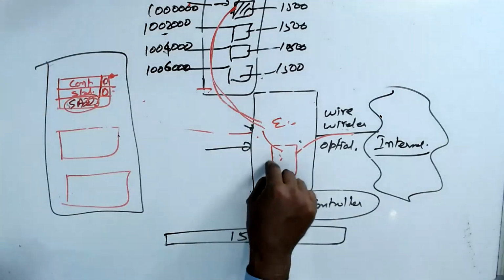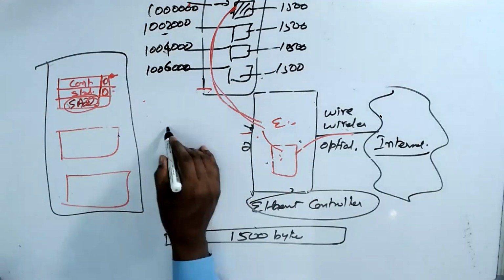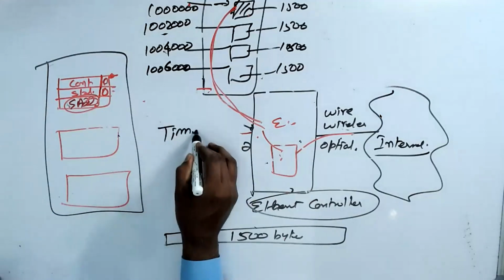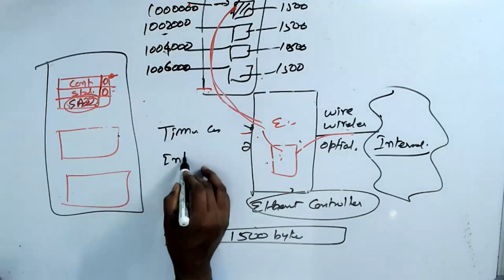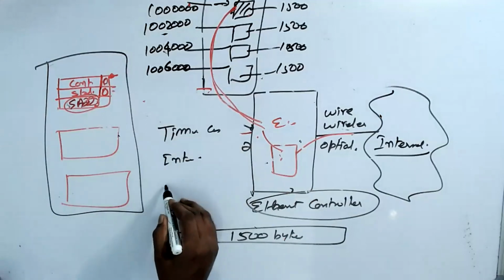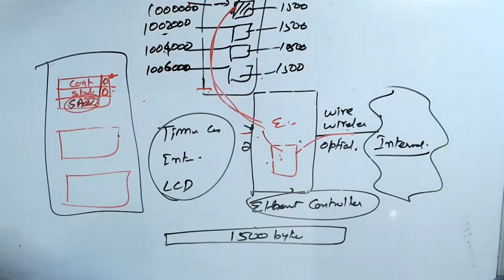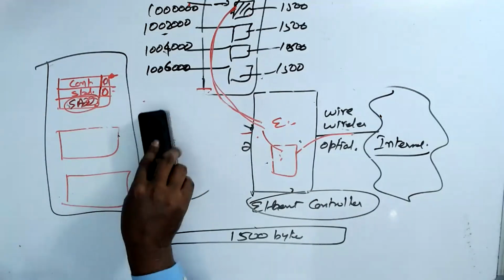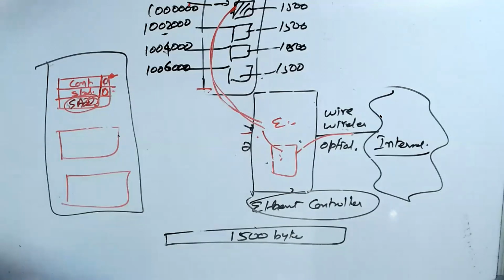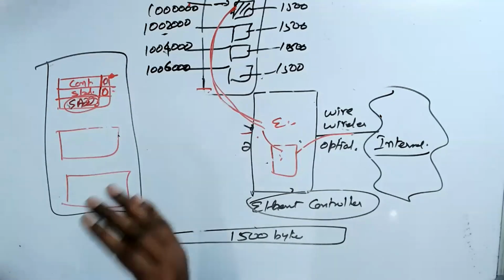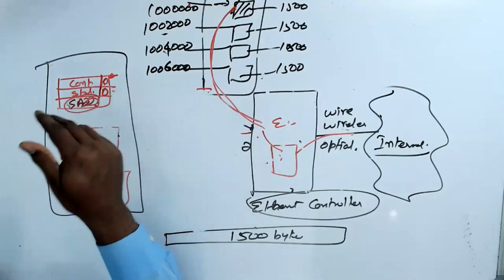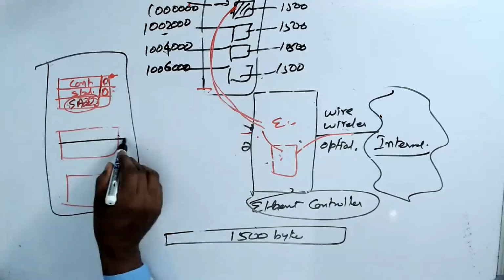To come to this stage, first of all, you should learn about the timer controller, interrupt controller, LCD controller. Once you have done everything, you can come here. But we should know how this structured program is used as an embedded system programmer. That's the trick.